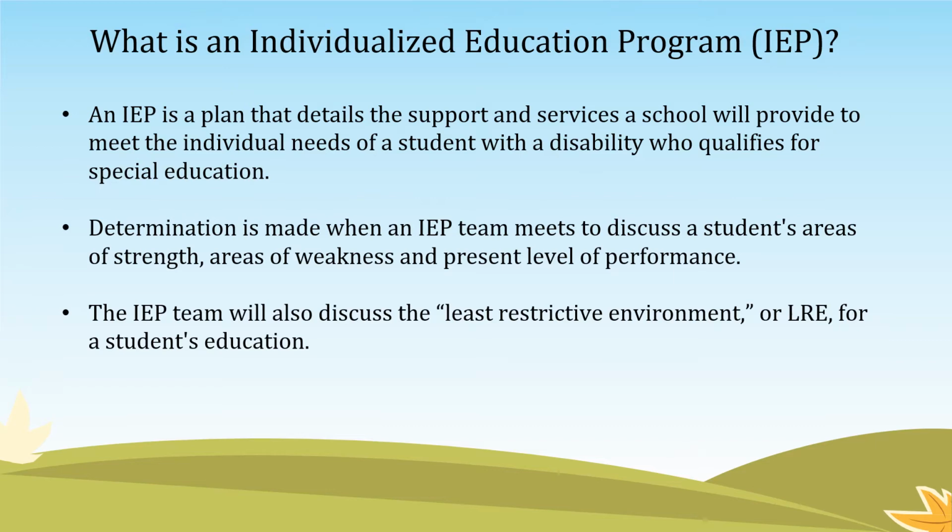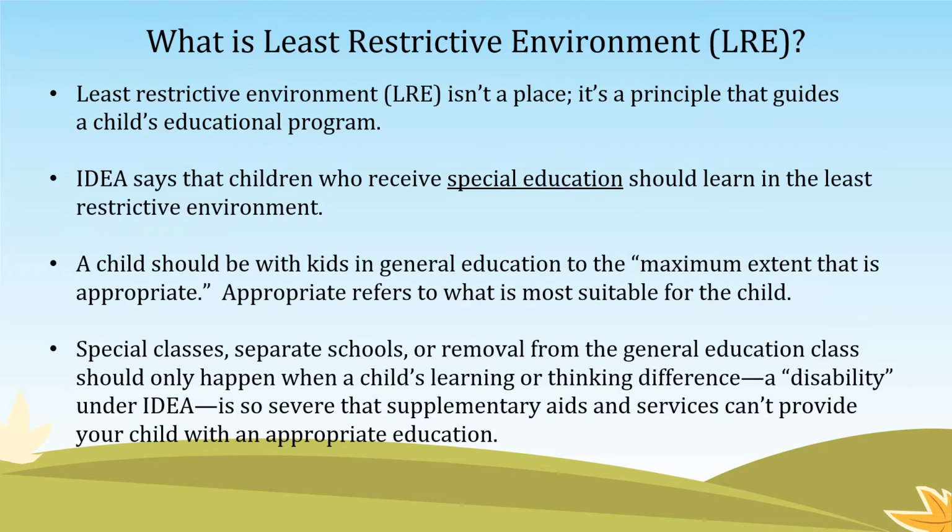Thank you. The next slide talks about least restrictive environment. Again, I will not read through each one of them. I will give you the 1 minute time for you to read through it, but I want you to pay special attention to a child should be with kids in general education to maximize the extent that is appropriate. Appropriate refers to what is most suitable for the child. Now remember, we're talking about least restrictive environment for an IEP, that particular student's educational plan. I will give you 1 minute to read through this entire presentation. Thank you.